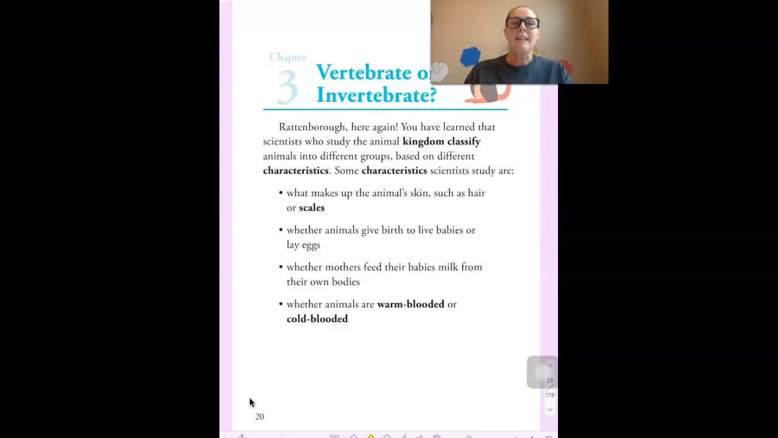You have learned that scientists who study the animal kingdom classify animals into different groups based on different characteristics. Some characteristics scientists study are what makes up the animal's skin, such as hair or scales, whether animals give birth to live babies or lay eggs, whether mothers feed their babies milk from their own bodies, and finally, whether animals are warm-blooded or cold-blooded.